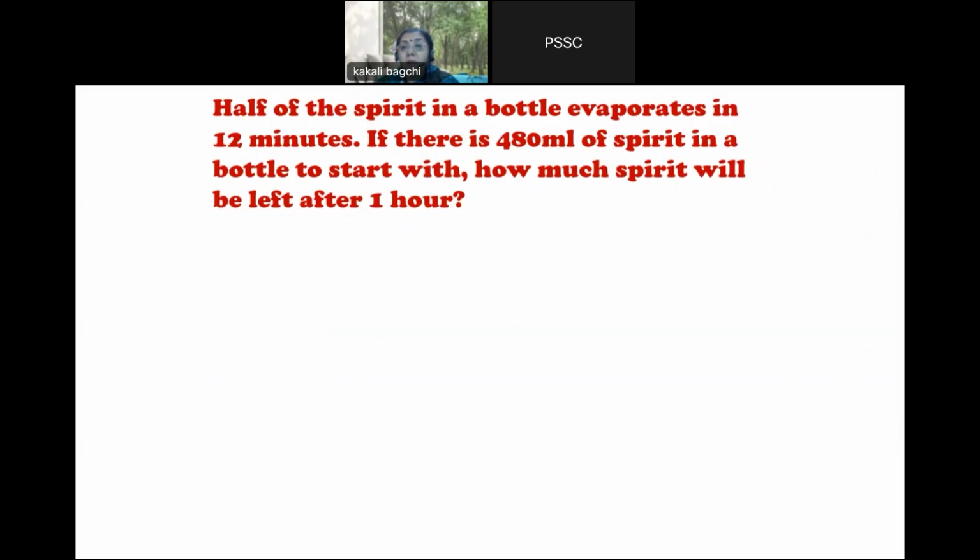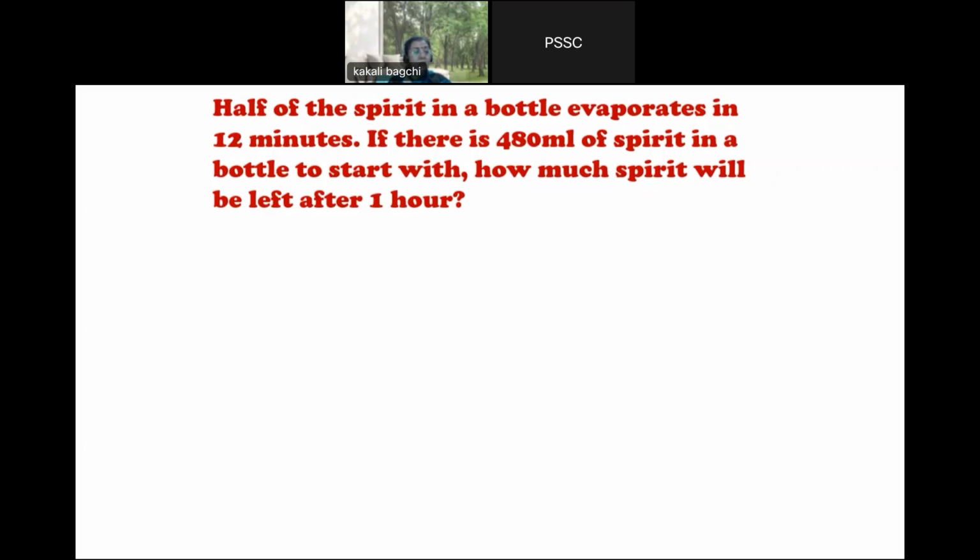So this one, please do this question. Half of the spirit in a bottle evaporates in every 12 minutes. If there is 480 ml of spirit in a bottle to start with, how much spirit will be left after 1 hour? Every 12 minutes, half of the spirit evaporates. There is 480 ml of spirit in the bottle. So after 1 hour, how much spirit will be left? It's a problem sum. Not very easy.